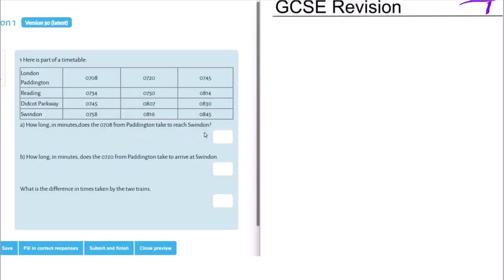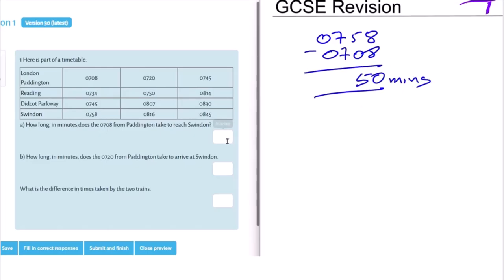So the 0708 is here. From Paddington to Swindon is 0758. So it's 0758 take away 0708. And we get here 50 minutes. So in here, I'd have 50 minutes. And it says already in minutes, so the answer is 50. How long in minutes does the 0720 from Paddington take to arrive at Swindon?